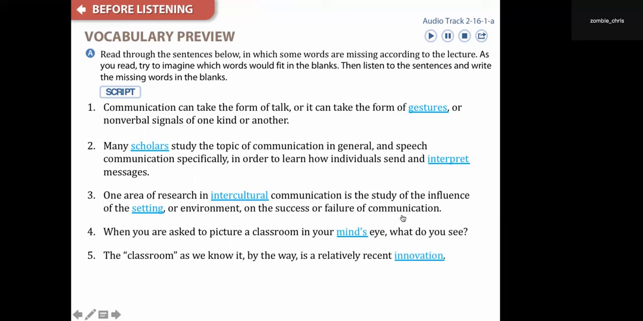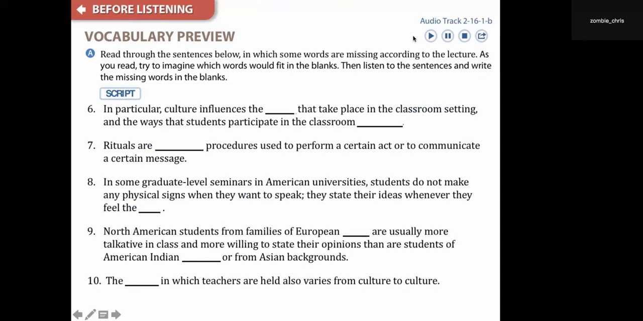And the classroom as we know it is a relatively recent innovation. Again, French word, T-I-O-N at the end. Here are sentences 6 to 10.